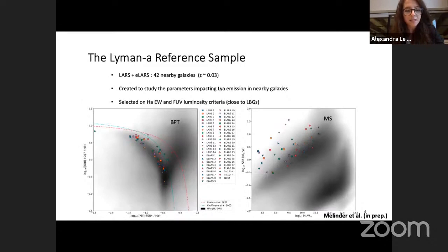So the LARS and eLARS samples are made of 42 nearby galaxies, and when I say nearby, it's very nearby for people in the audience, at redshift of 0.03. They're star-forming galaxies, and they were selected on H-alpha equivalent width and FUV luminosity criteria to resemble Lyman break galaxies. And you can see on the bottom the BPT diagram on the left and the main sequence on the right, with the galaxies in the sample overlaid.